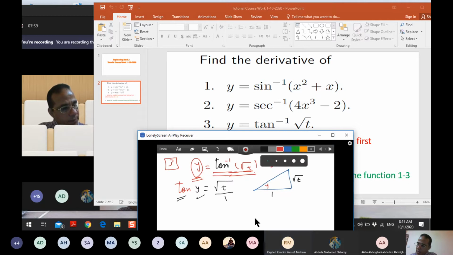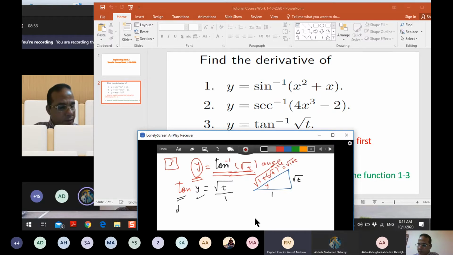How to find the hypotenuse? Use Pythagoras: the square of the first one plus the square of the second, because I'm talking about the hypotenuse. If I am talking about the opposite or adjacent, it will be minus. Plus the square of root t, so this will be equal to 1 plus t. Why am I finding the hypotenuse? Because later on I need it to find the result.